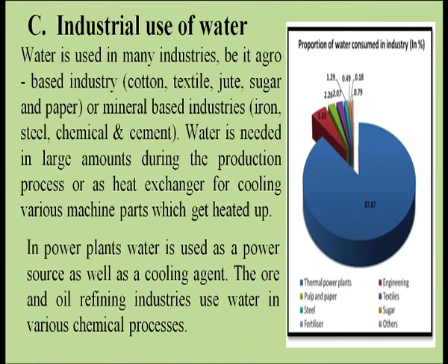The picture on the screen shows the split up of the total amount of water between the different aspects of commercial uses. Water is used in many industries, be it agro-based industry or mineral-based industries. Water is needed in large amounts during the production process or as heat exchanger for cooling various machines and instruments that get heated up as a result. In power plants too, water is used as power source as well as for cooling agent. The coal and oil refinery industries use water in various chemical processes.